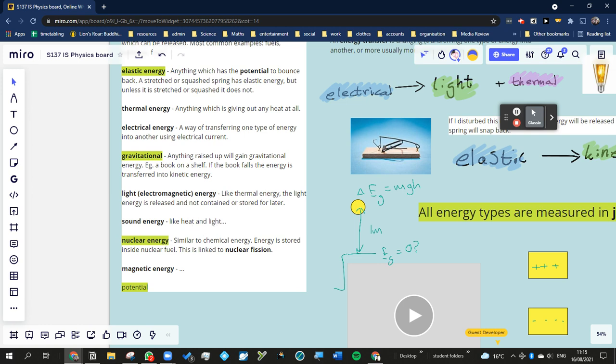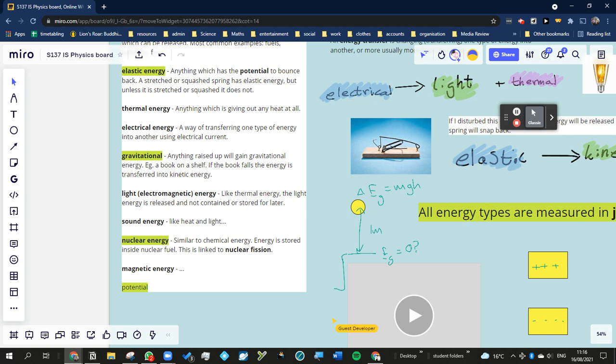Sound energy. In fact, sound energy and thermal energy can also be thought of as kinetic energy when you look at what's actually happening at the microscopic level. But we don't generally think about that at this stage. We may think about that when you go into A level and you start to realize more clearly what's going on.